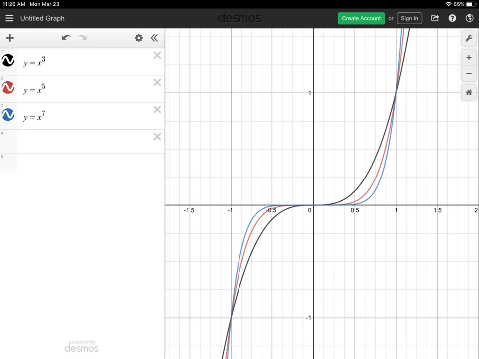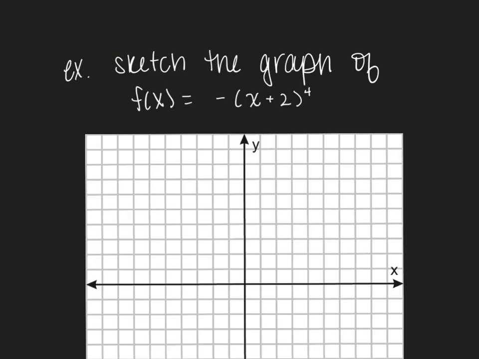So let's use these parent functions now for when we're rewriting or sketching transformations. So we're just going to do about one example through here because you've done this before. If you need more help, just shoot me an email. So on this example, we have a couple things going on. So we're going to figure out the transformations first. Then we're going to try to put it on our graph.